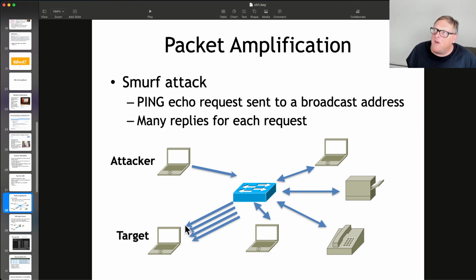Because of that, they modified the ping protocol so you no longer can ping a remote site's broadcast address. You can only do it locally on your own network. You can't send a request over the internet to somebody else's block of IP addresses.